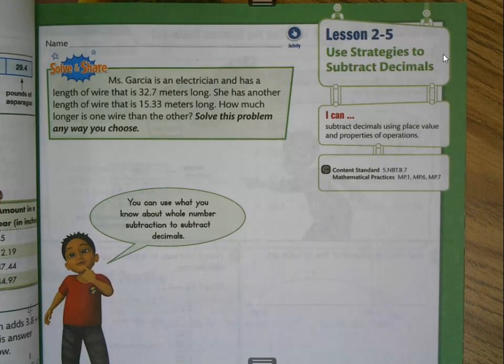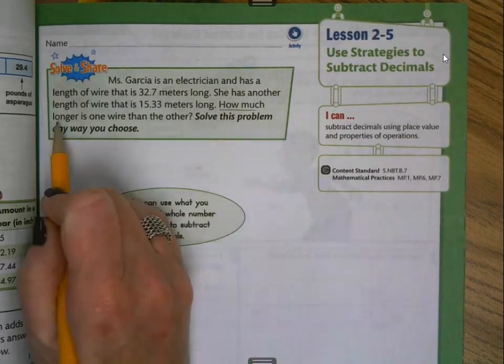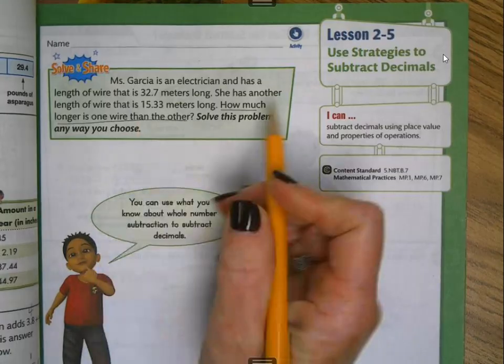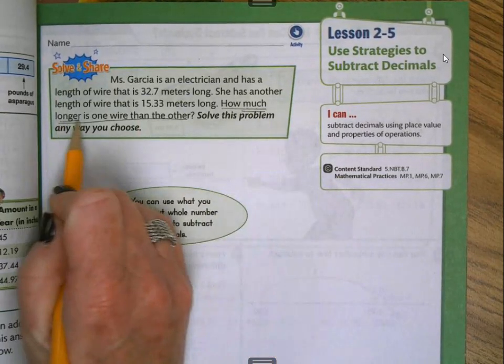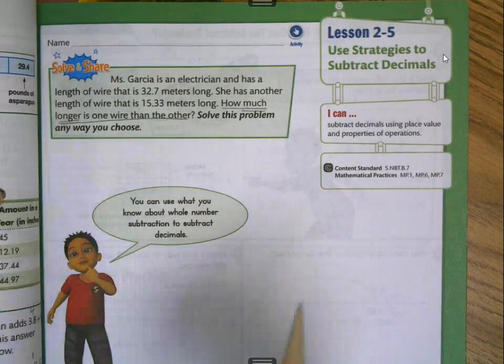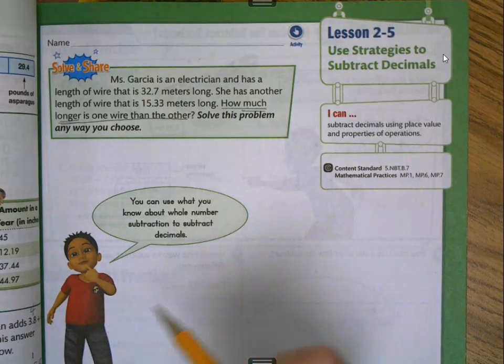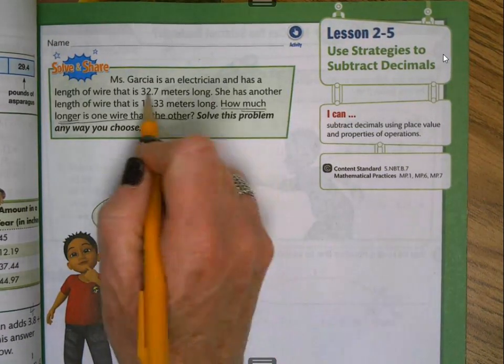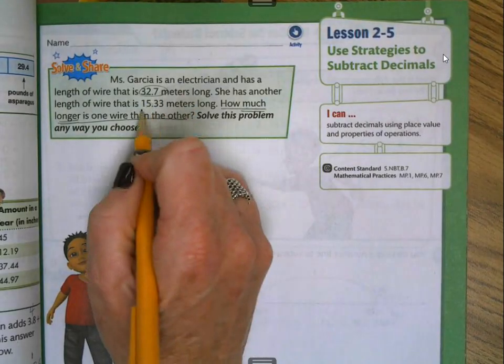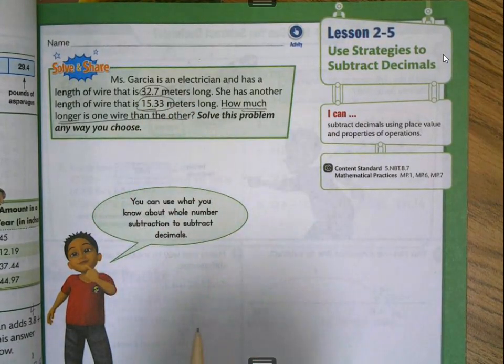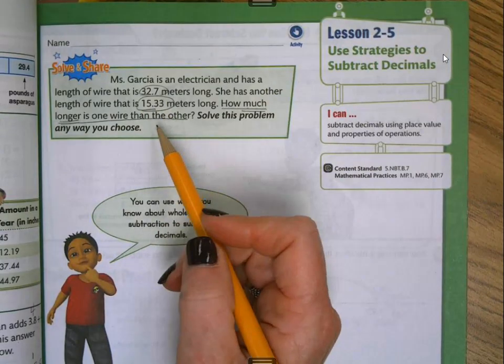So Miss Garcia is an electrician and she has a length of wire that is 32 and 7/10 meters long. She has another length of wire that is 15 and 33 hundredths meters long. The question is, how much longer is one wire than the other? How much longer is indicative that I'm going to be subtracting in order to find the difference in the two wire lengths. So I have one that's 32 and 7/10 meters long, one that is 15 and 33 hundredths meters long. All I need to do is look at those whole numbers.